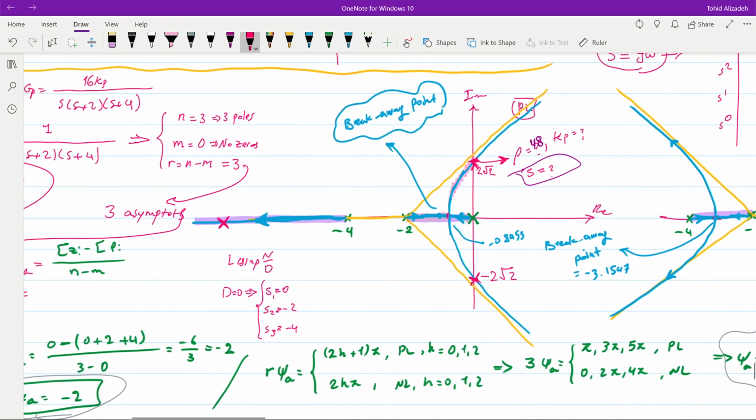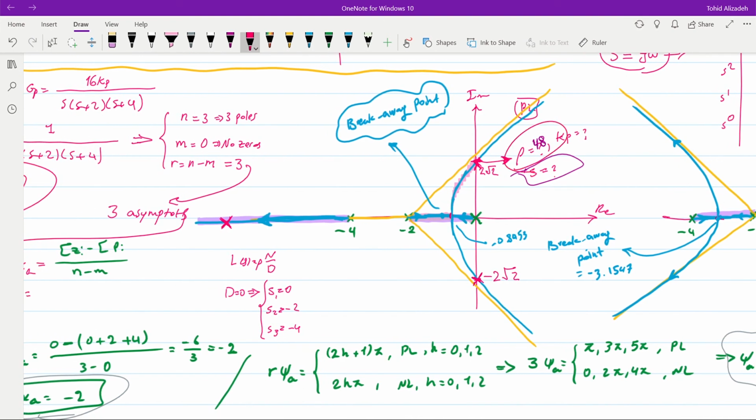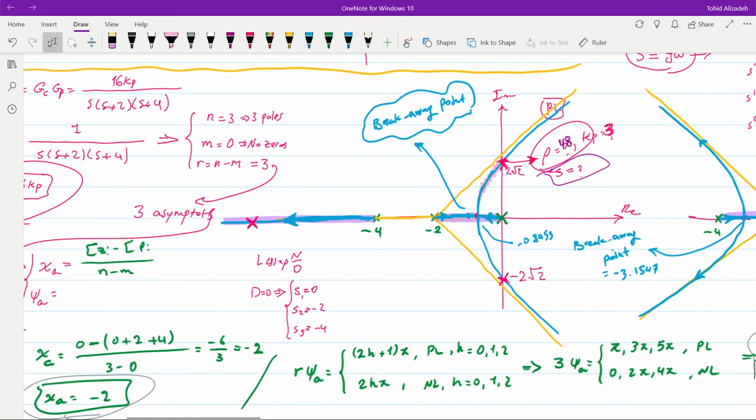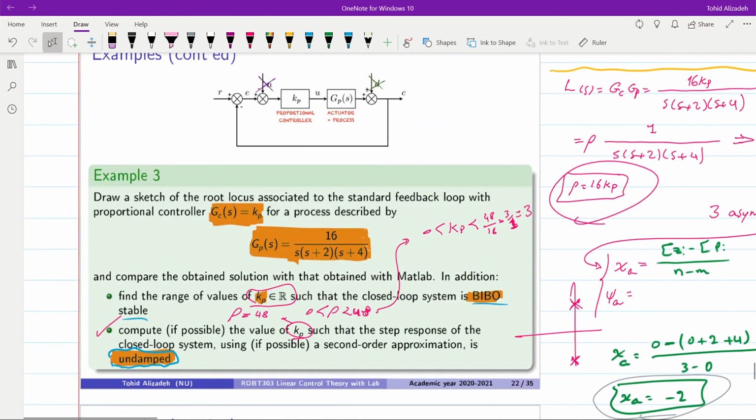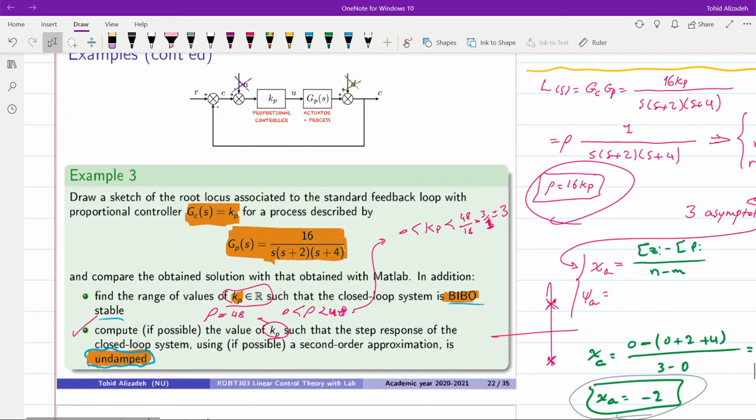So it means that we already have found the value of rho, 48, and Kp is equal to 3 in that case, for which the system behaves like an undamped second order system.